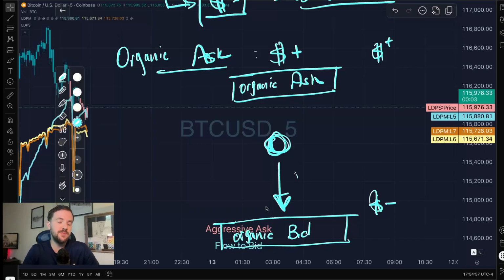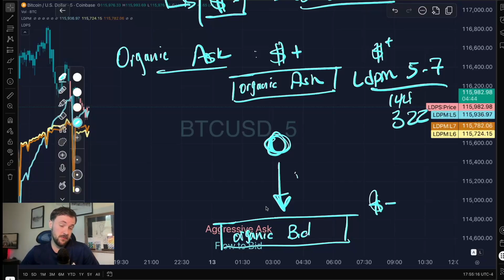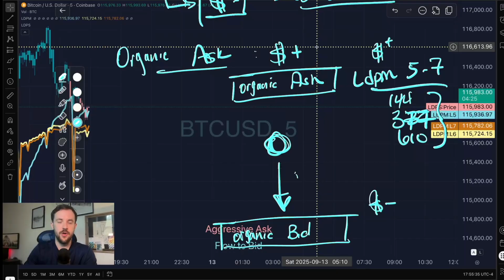And again, this is because the idea of the organic bid and the organic ask is that they are long-term value seekers. These are usually represented by LDPMs 5 through 7, which are 144, 233, 377, and 610. Those are why those are on the default for LDPM.